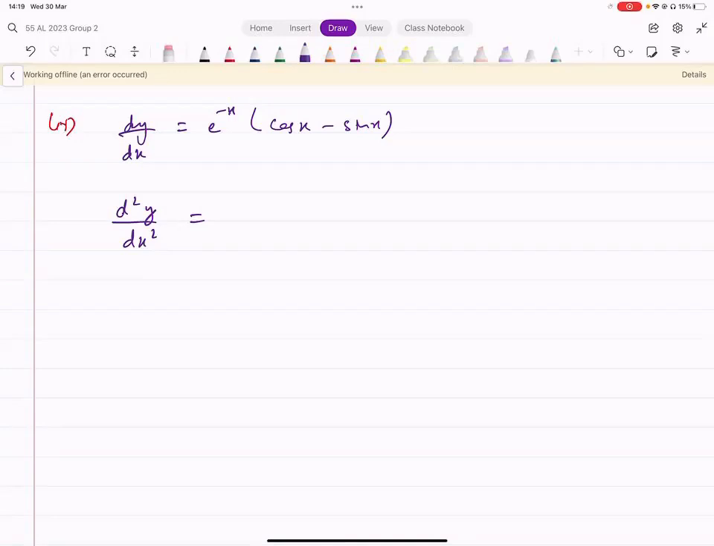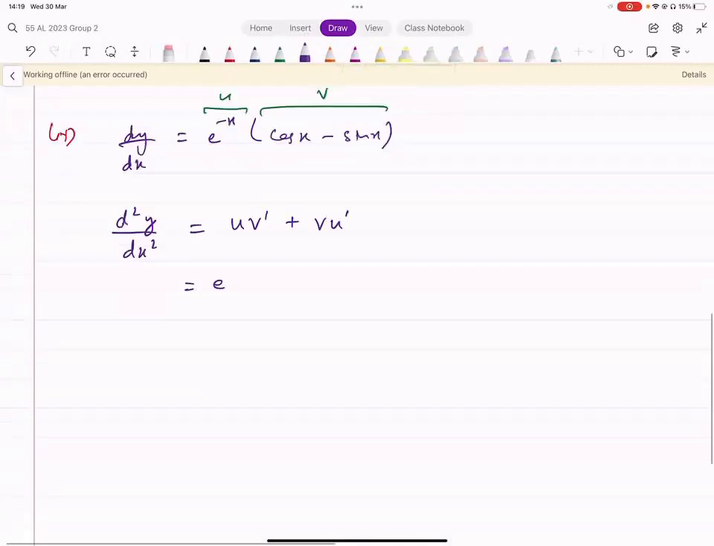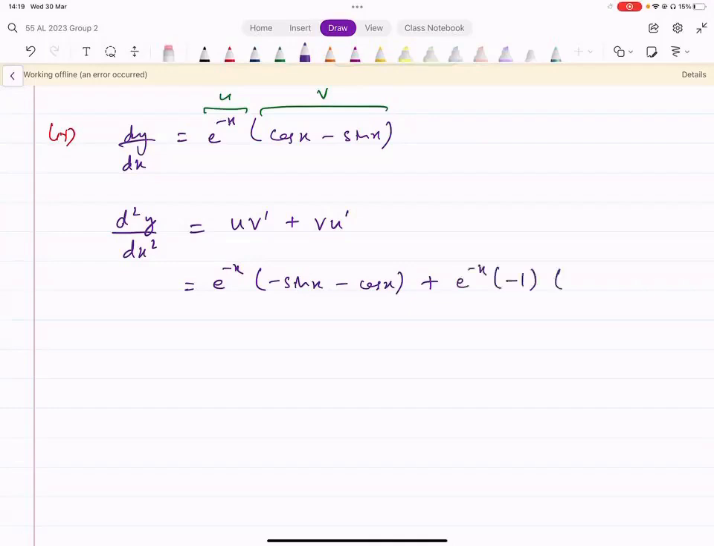We'll have to apply the product rule again because ये दो expressions multiply हो रहे हैं. So we'll say this is u and this is v. uv dash plus vu dash. What do we get? U as it is, e raised to power minus x into derivative of v. Cos के derivative क्या होता है? Minus sin. Sin के derivative cos x. Plus e raised to power minus x का derivative. That's e raised to power minus x into minus 1 and cos x minus sin x as it is.